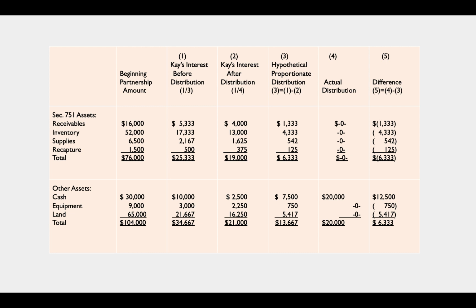Her actual distribution is in column 4. She actually only received cash. So the difference is in column 5, all right? And we can see here the difference is $6,333, and that is going to be her deemed distribution of hot assets. So again, we're going to pretend like she sold $6,333 of hot assets back to the corporation for cash. So she is going to have gain or loss on this transaction.